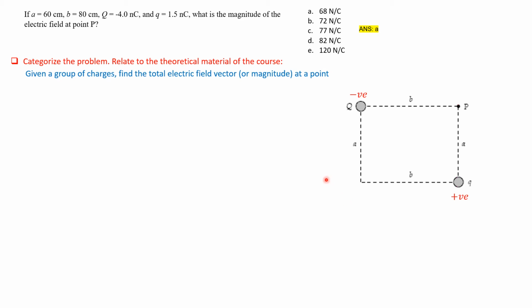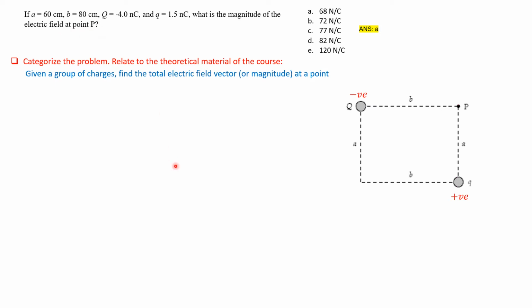The second thing is to categorize the problem. So to relate it to the theoretical material of the course, how do I categorize this problem? Basically, it's giving 2 charges, and it's asking for the magnitude of the electric field at point P. So this is the required.